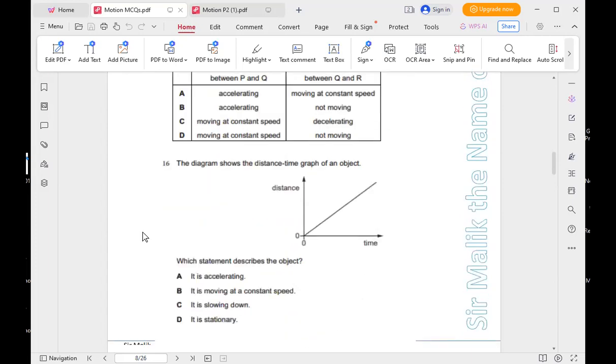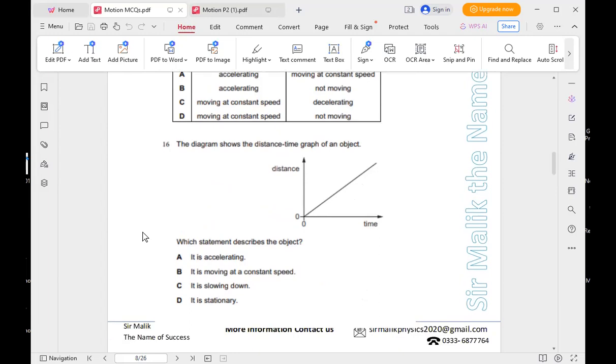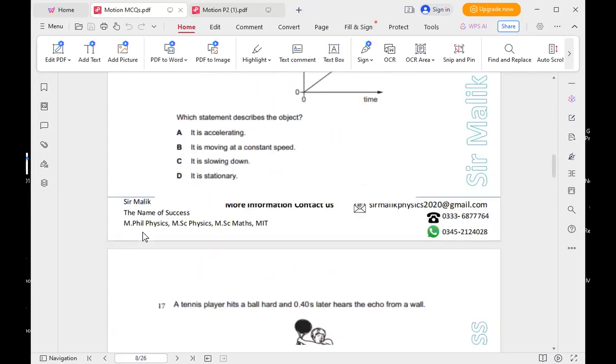The diagram shows the distance time graph of an object. The gradient of the distance time graph is speed. Distance time graph, speed. This graph shows the speed is constant. Then option is correct. It's moving at the constant speed.